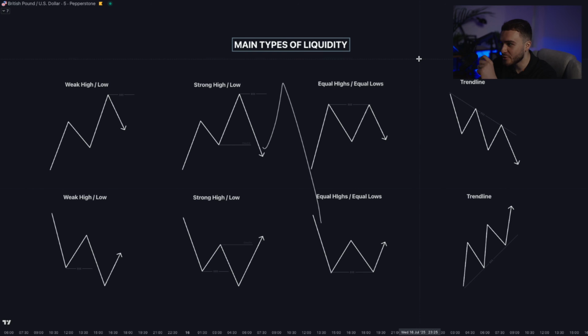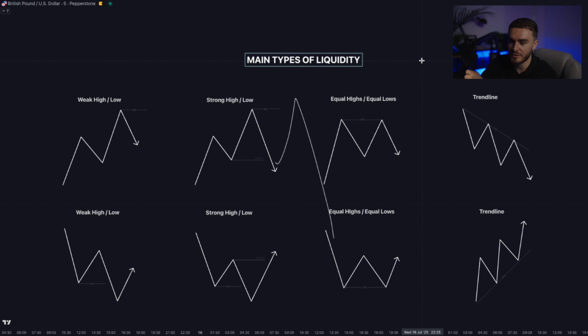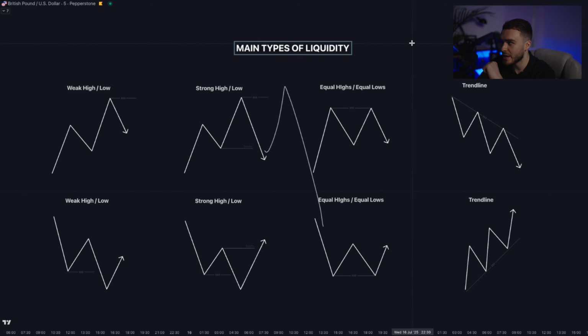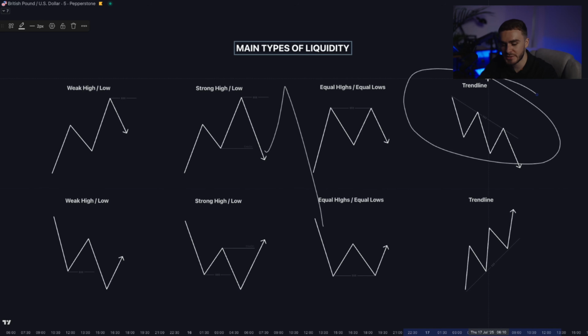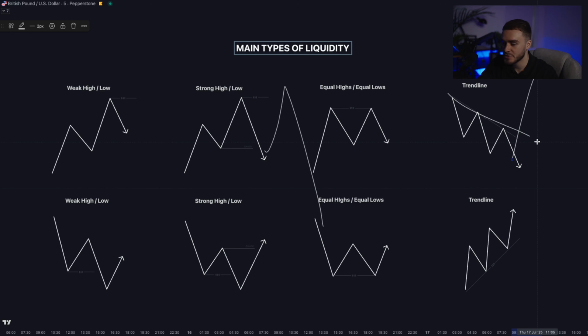Now, the first thing we've got to understand are the main types of liquidity. Most of you are going to sit here and think, okay, I already know that, but we'll just recap it for 1 second. You've got trendline liquidity, very simple. All you're going to look for is multiple touch points. Eventually, we're going to burst through all of that.